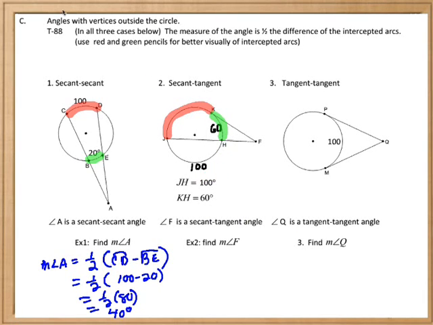We can find it though, because we know that the measure of arc JK is going to be 360 minus 100 plus 60. And when we do that, we'll find out that that equals 200.